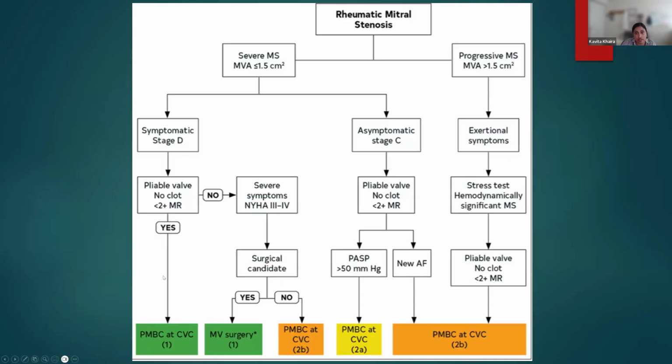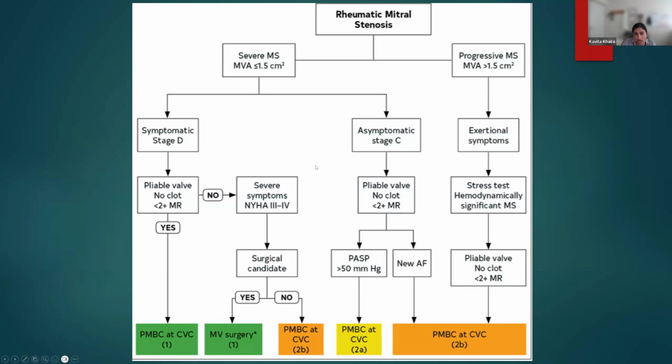If, on the other hand, they have severe symptoms, they're not surgical candidates, or if the valve is not pliable, there is significant mitral regurgitation and they have symptoms, then you would do a mitral valve surgery itself.